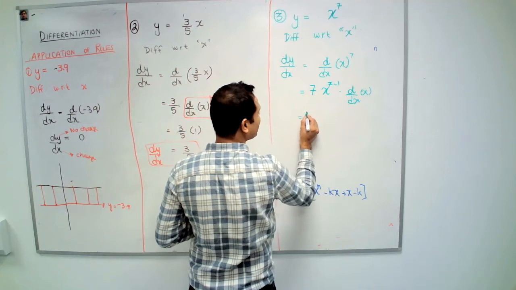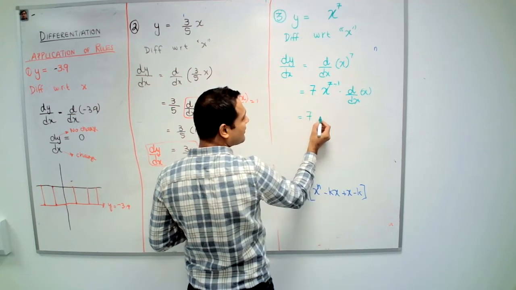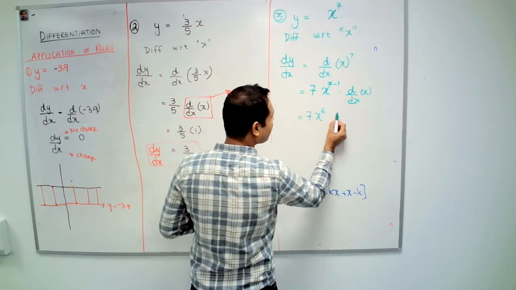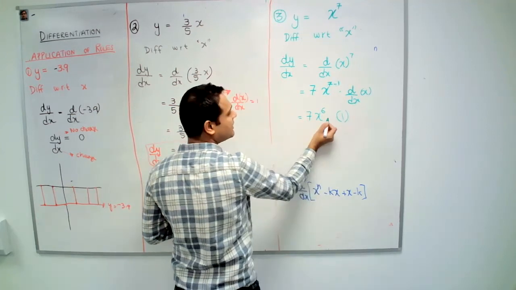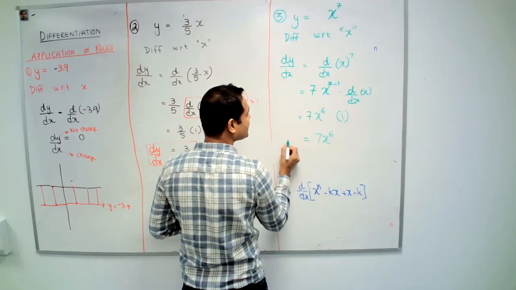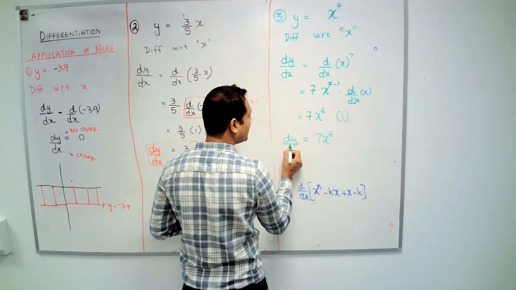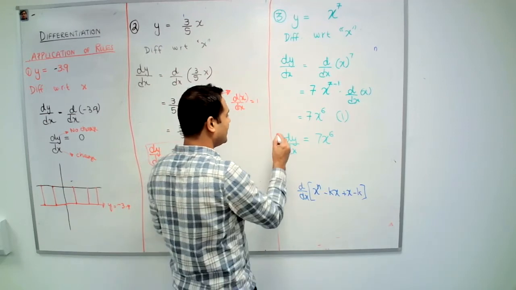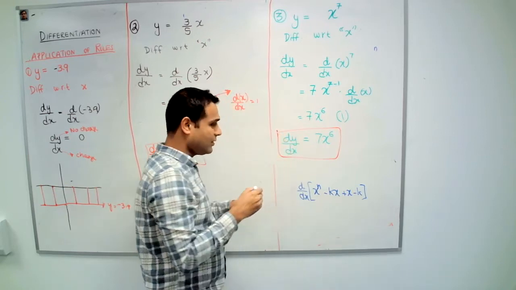And we already know this is just a 1, being multiplied. x to the power 7 minus 1 is x to the 6. So the answer is 7x to the 6. That's dy over dx. That's how we do it.